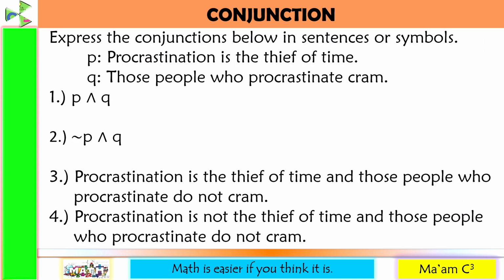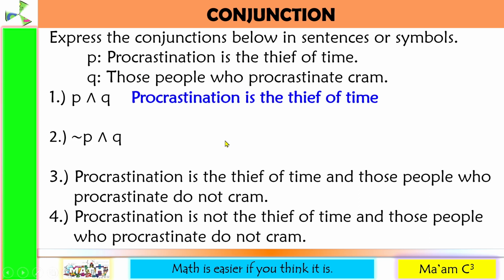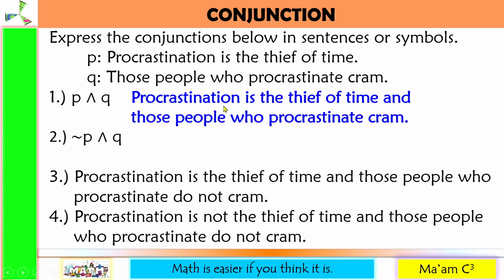Let's have an example. Express the conjunctions below in sentences or symbols. P is the proposition, procrastination is the thief of time. Q is the proposition, those people who procrastinate cram. Number one, we have here P and Q. So our P is procrastination is the thief of time. And this symbol is and. This one, our proposition Q, those people who procrastinate cram. So we have procrastination is the thief of time and those people who procrastinate cram.